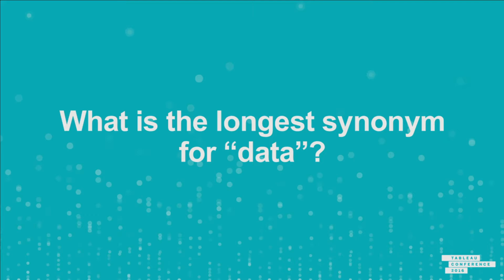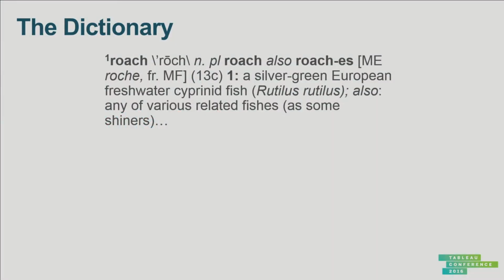Now, all right, let's dig into this a little bit more. So the dictionary. Here is an example of the dictionary. This is the entry that Jennifer found. This is not the definition of roach that I expect. I think it's chronological. I think that definition shows up a bit further down.